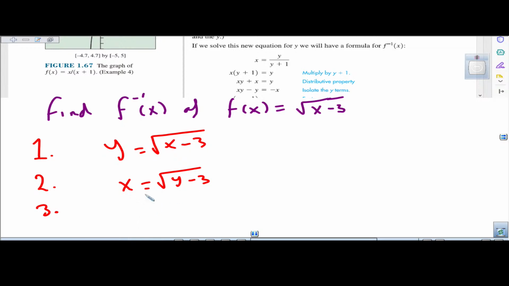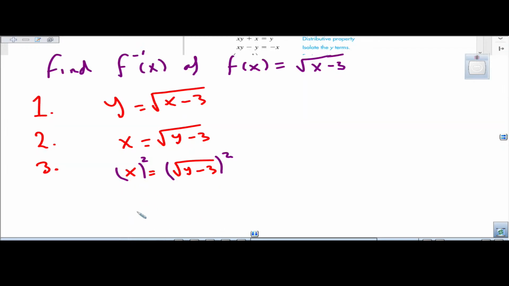So to solve for y, I basically have to get rid of the square root. To get rid of the square root, I square it. So I'm going to square both sides. I'm going to square the square root, and this has to be on both sides of the equal sign. If you do that, you're going to end up with x squared equals y minus 3.